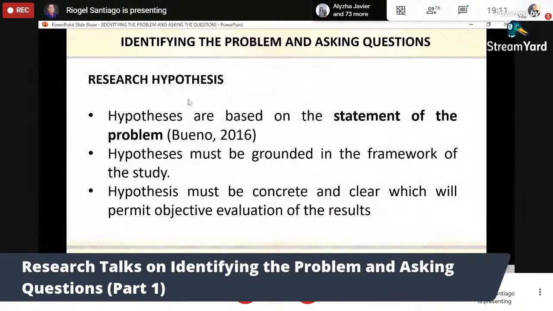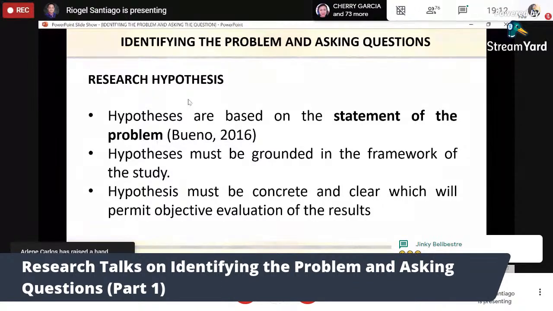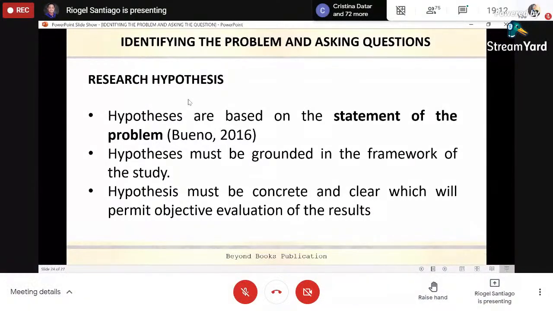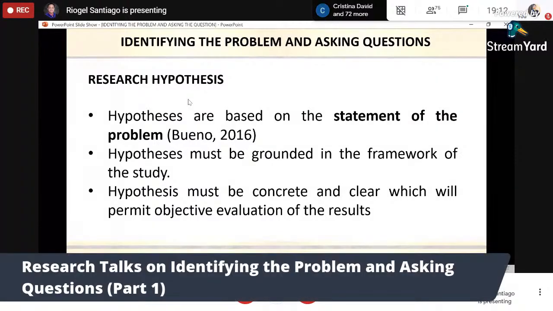Now, sabi nga natin kanina, kung isa sa inaangklahan natin is yung framework of the study, hypotheses are based on the statement of the problem. Kasama po yan, no? Yun nga lang sa statement of the problem, patanong. Pero dito sa hypothesis kasi, statement. Hypothesis must be grounded in the framework of the study as well. And at the same time, hypothesis must be concrete and clear. Kailangan malinaw, kailangan klaro, so that it will be an objective one. Kasi kung hindi klaro yung hypothesis natin, kailangan related yung mga variables. Kung hindi klaro si hypothesis, then hindi tayo magkakaroon ng objective evaluation sa nais nating makita.